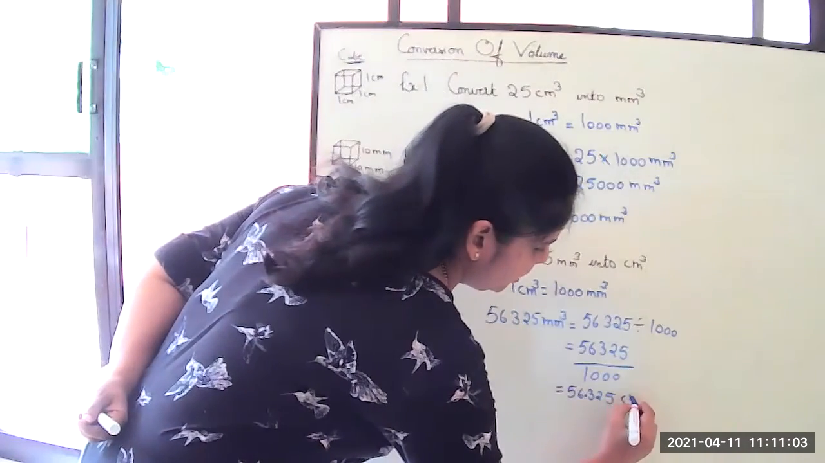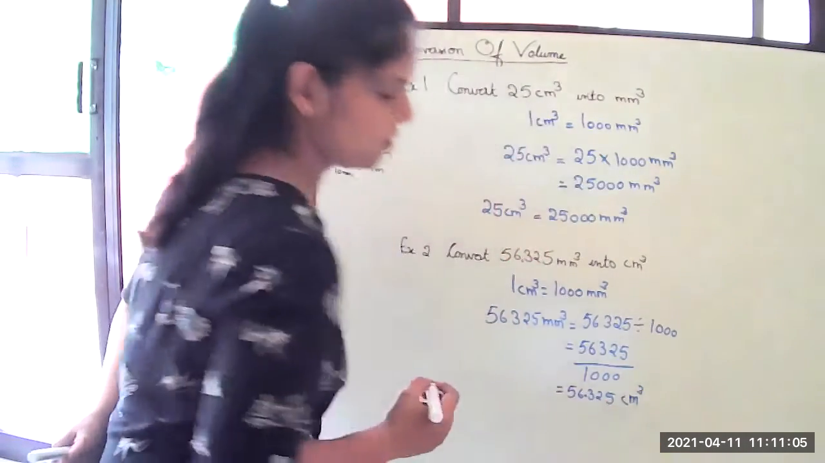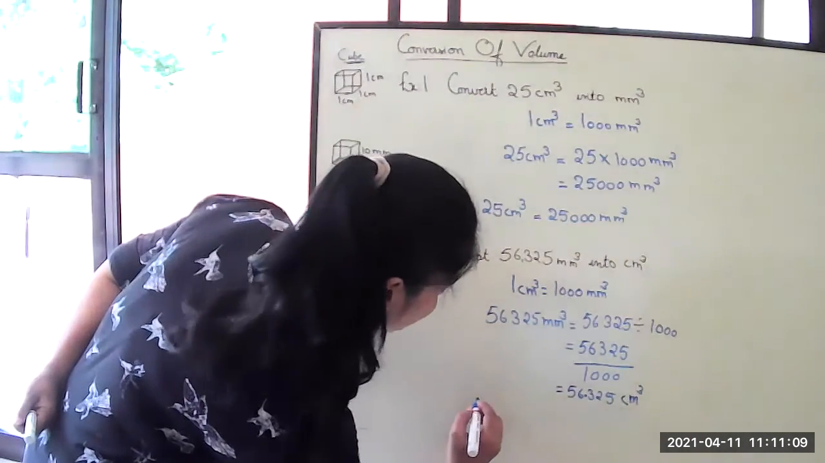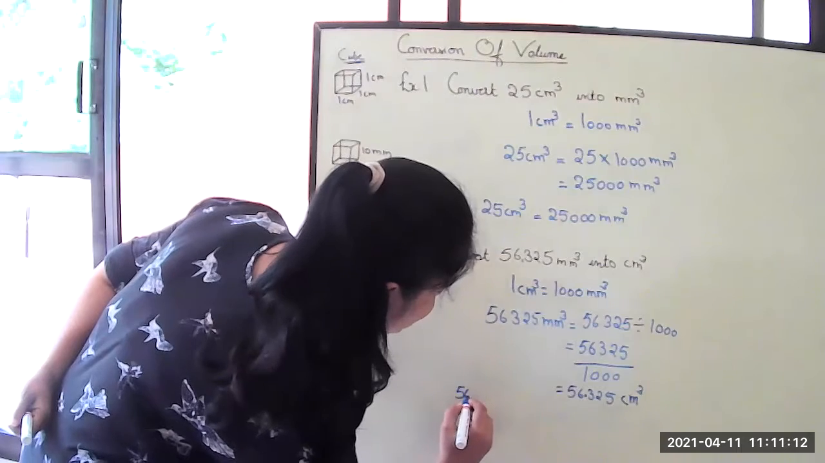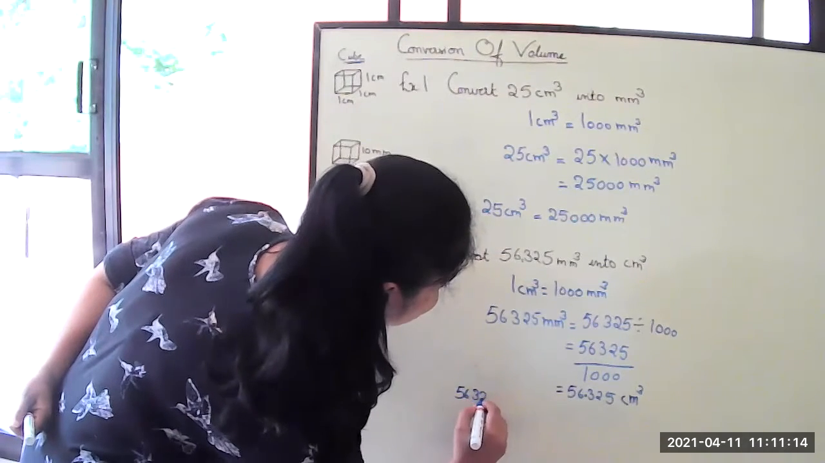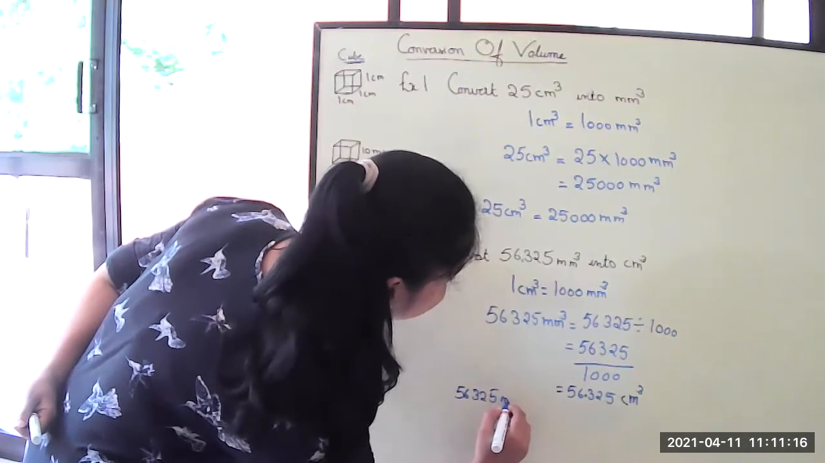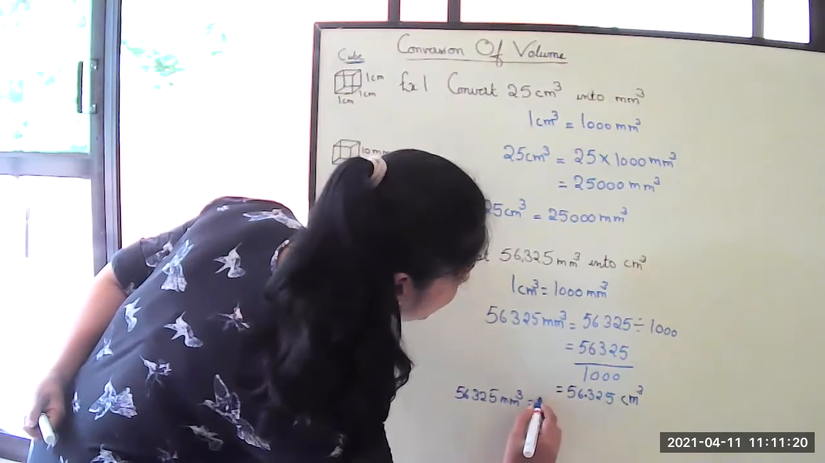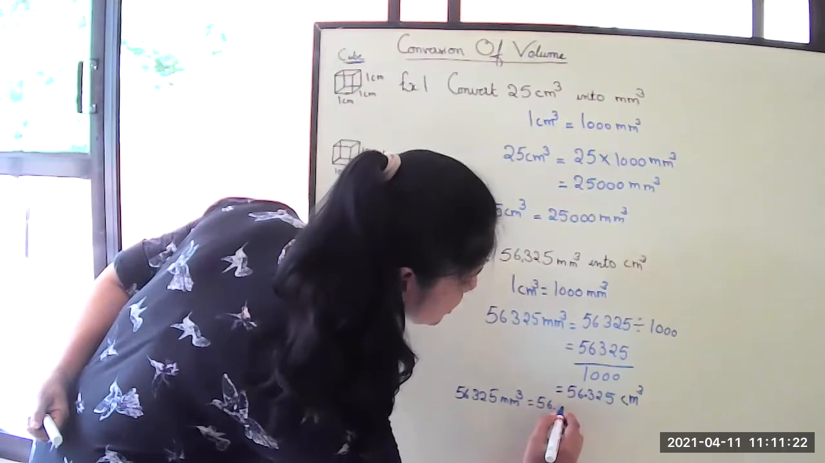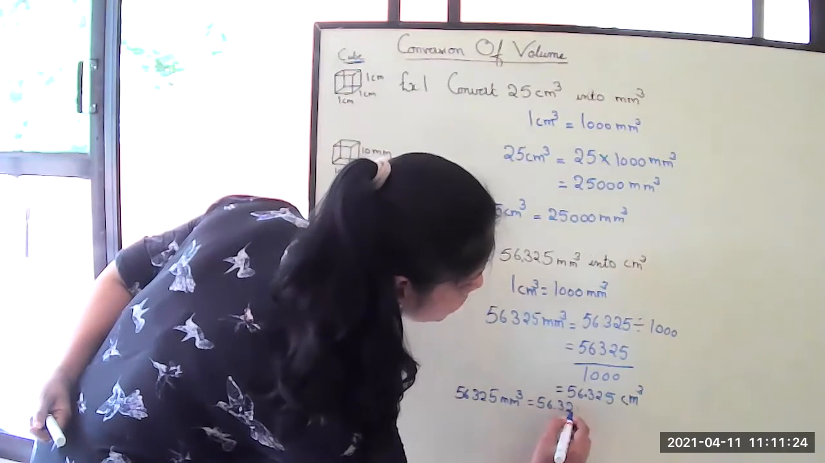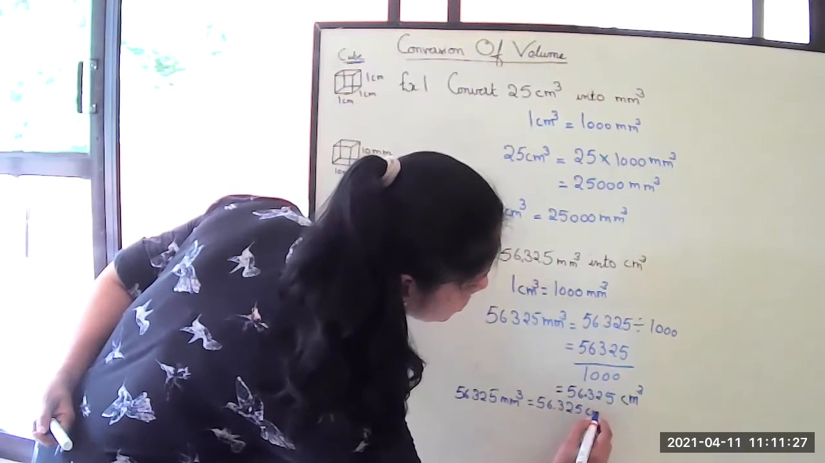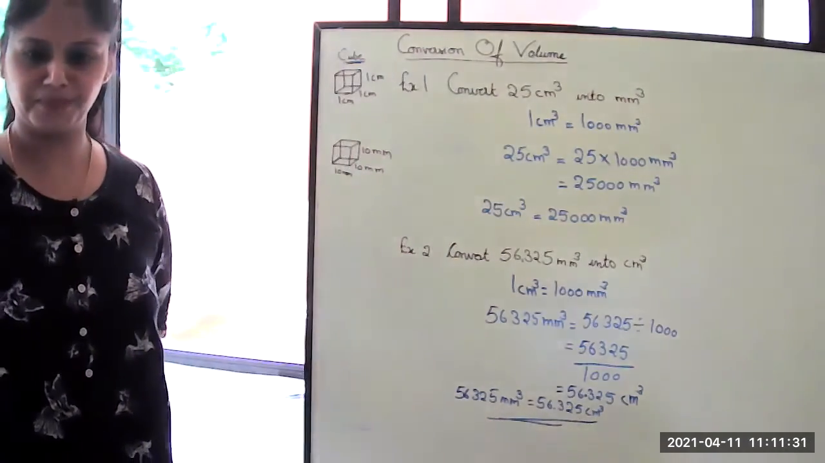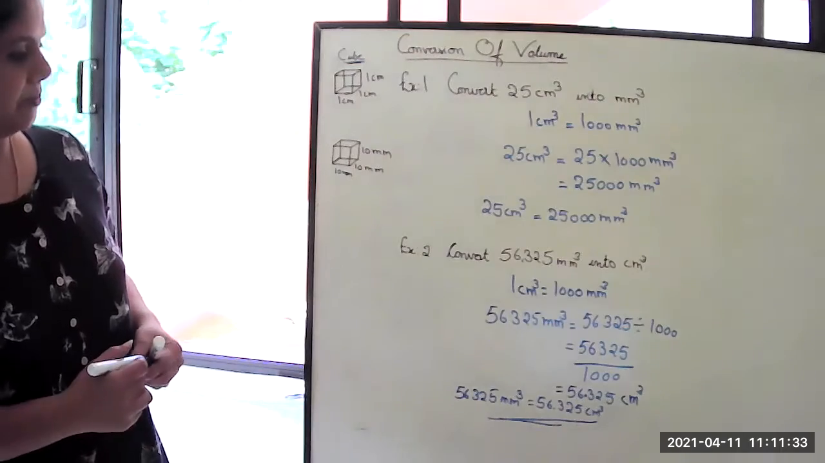Then we can give the unit. So this is your answer. We can write our question as 56325 millimeter cube is equal to 56.325 centimeter cube. Okay, so this is your answer.